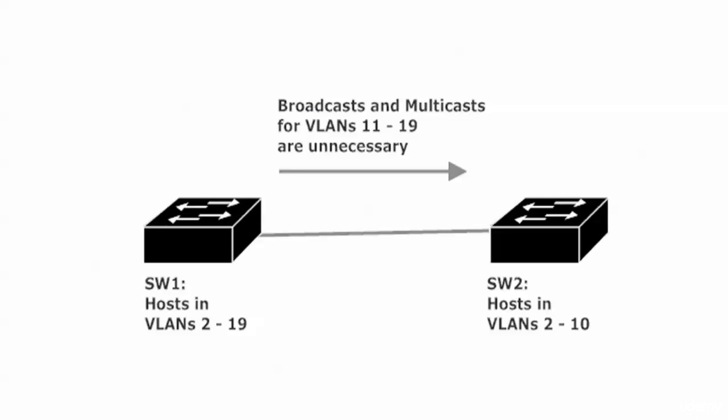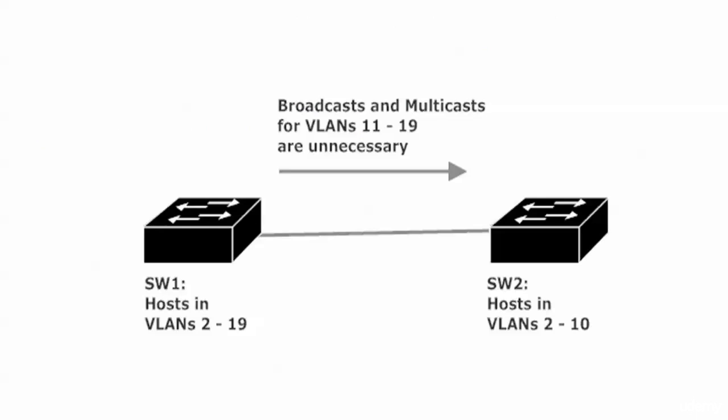Switch 1 has hosts in VLANs 2 through 19. Switch 2 has hosts in VLANs 2 through 10. Well, if switch 2 doesn't have any downstream switches, which in this case it does not, there's absolutely no reason for broadcasts and multicasts that are for VLANs 11 through 19 to go across that trunk, because you actually have 3 points of unnecessary work.